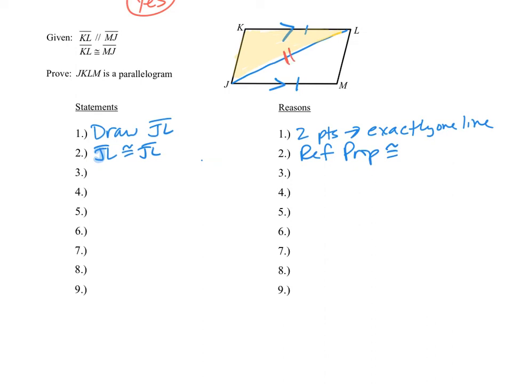So now we're going to get some angles congruent. Remember, we have parallel lines and a transversal, so that's going to give us alternate interior angles that are congruent. So let's use the given statement that we have a pair of parallel lines. So we're going to say that segment KL is parallel to segment JM, and that is given to us, okay? And because we have parallel lines and a transversal, that creates some alternate interior angles that are congruent. So let's call this angle 1 and this angle 2.